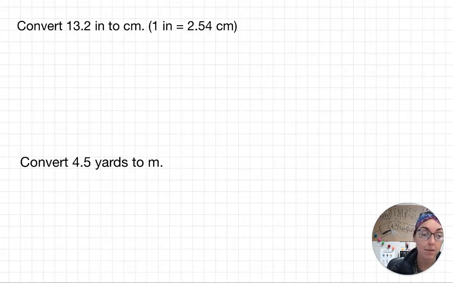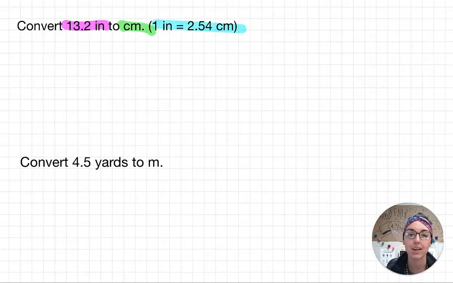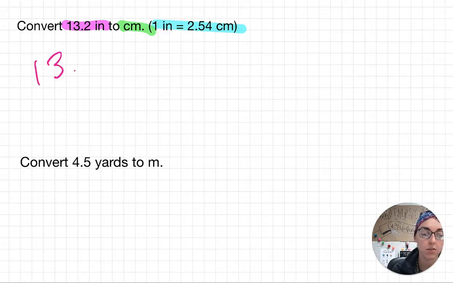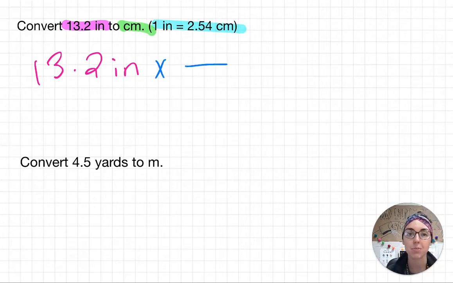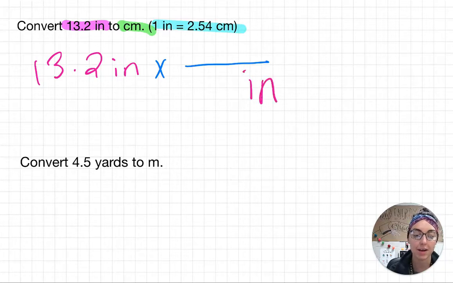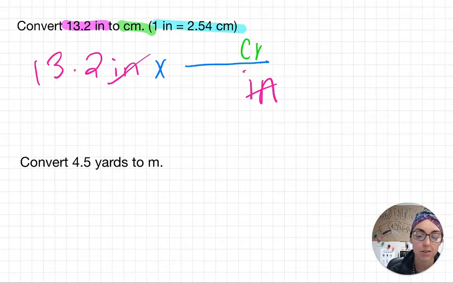So in this case, I am converting 13.2 inches to centimeters. And I get a nice little unit ratio there. 1 inch equals 2.54 centimeters, in case you don't know that one off the top of your head. So just like always, I'm going to start with what I'm given, 13.2 inches, and I'm going to multiply that by a unit ratio. I know I need inches on the bottom to cancel out my inches on the top, and I know I'm looking for centimeters, and I know the conversion ratio between inches and centimeters, so I can just stick that right in.